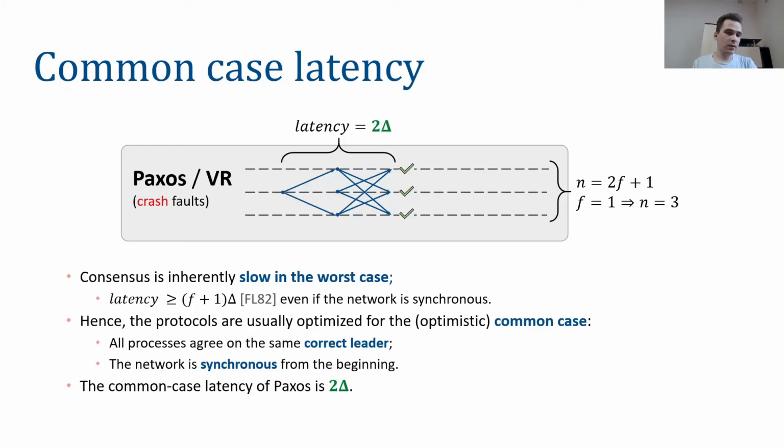Consensus is inherently slow in the worst case. Even if the network is synchronous from the beginning, it requires at least F+1 communication delays. Hence, most practical algorithms optimize for the so-called common case, when all processes agree on the same correct leader and the network is synchronous from the beginning of the execution. For example, the common case latency of Paxos is just 2 message delays.